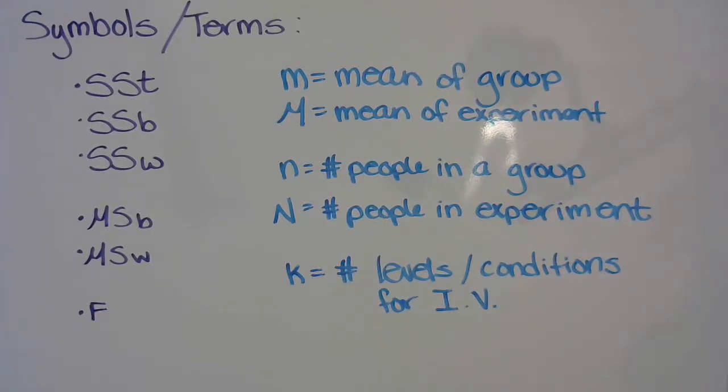In other statistical problems, you would use M for mean and N for how many people are in your experiment or in your study. For ANOVAs, because you're comparing different groups, it's done just a little bit differently. In ANOVAs, a small m or lowercase m is for the mean of a group, whereas a large M is for the mean of an experiment as a whole. A lowercase n is for the number of people in a group, and an uppercase N is for the number of people in an experiment. And a new symbol that you may not have seen before is K, and K is going to stand for the number of levels or conditions for your independent variable.